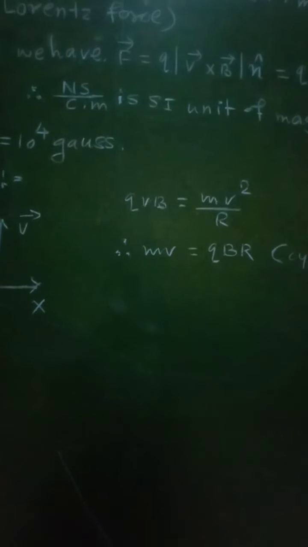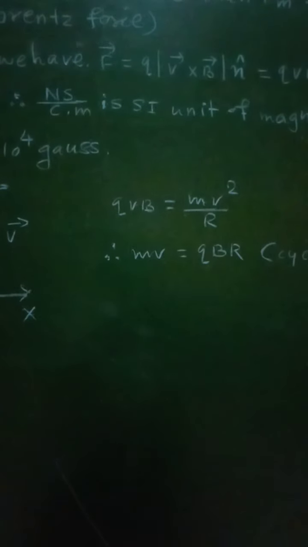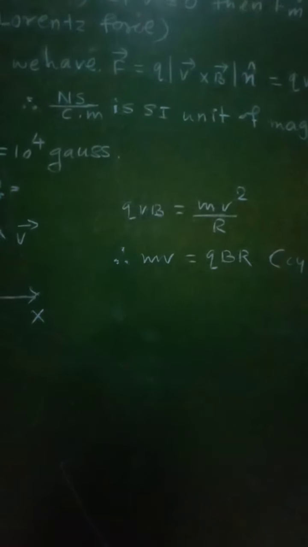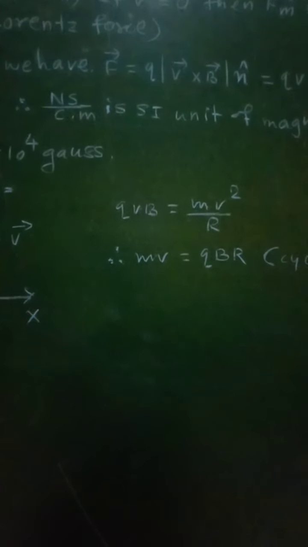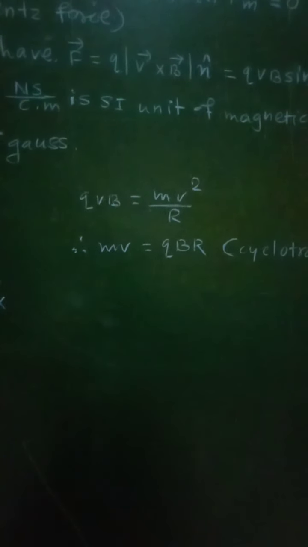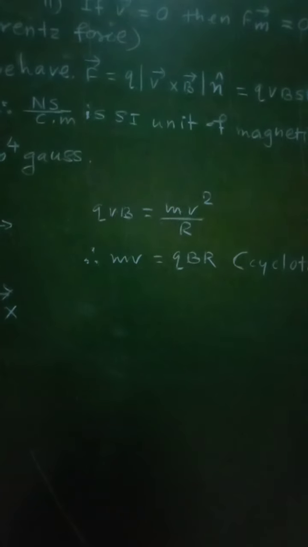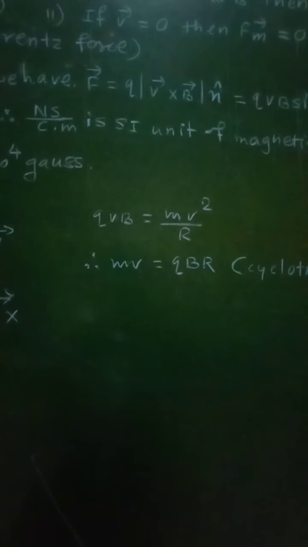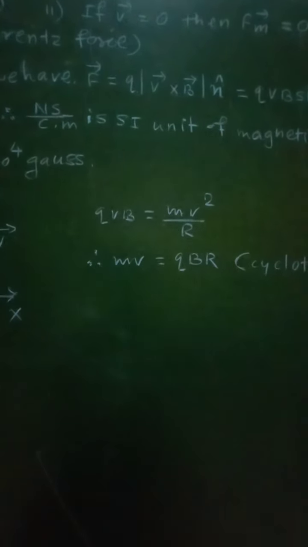It describes the circular motion of a charged particle in a particle cyclotron generator. In a particle cyclotron generator, the circular motion of the charged particle will be described by this relation, that is mv is equal to qBr.